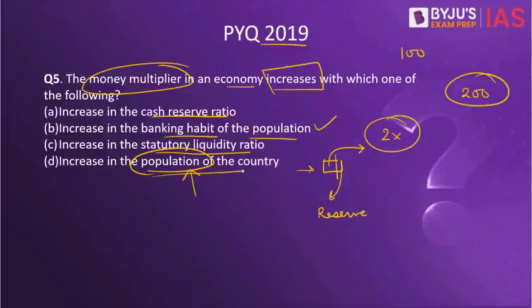Now you'll say that this can also be the correct answer, but no. Even if the population is high, but the number of people who have bank accounts or who save in the banks are less, then this will not have a good impact on the money multiplier. So your correct answer is option B.